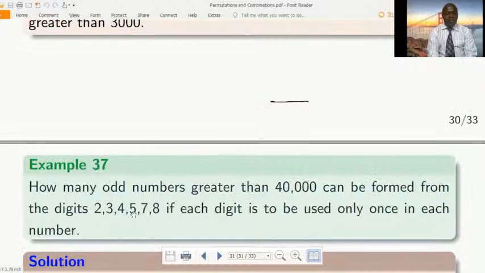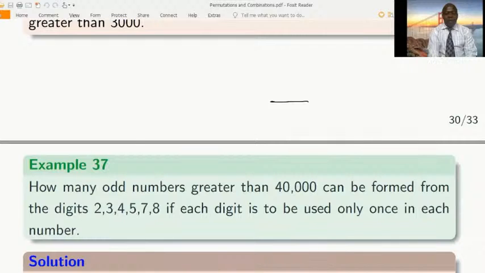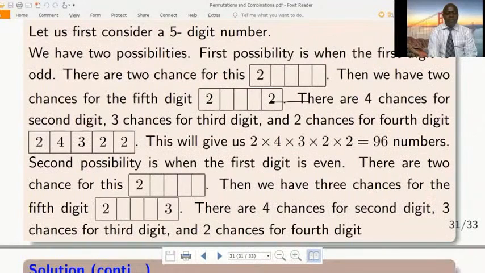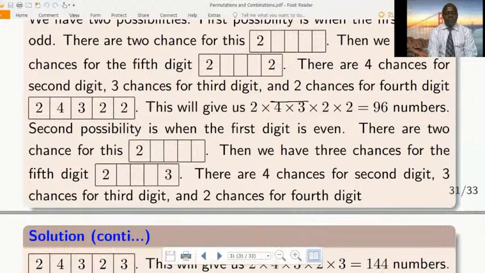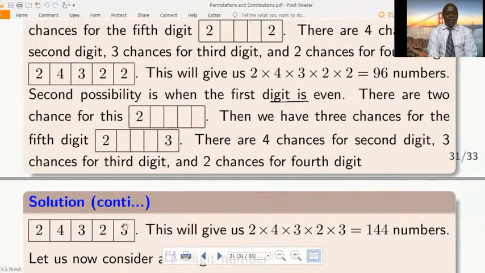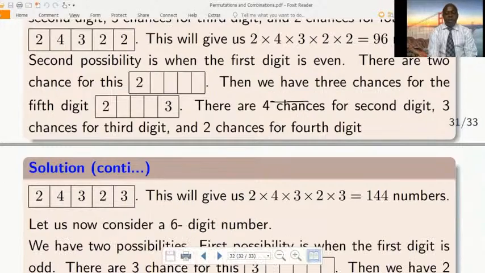It's either 4 or 8 with an odd number at the end. So how many chances do we have? 3 is odd, 5 is odd, 7 is odd, so we have 3 chances for the 5th digit. Now after fixing that, out of the 6, there are 4 chances for the second digit, and then 3 chances for the 3rd position. Multiplying, that means I have 144 possibilities.